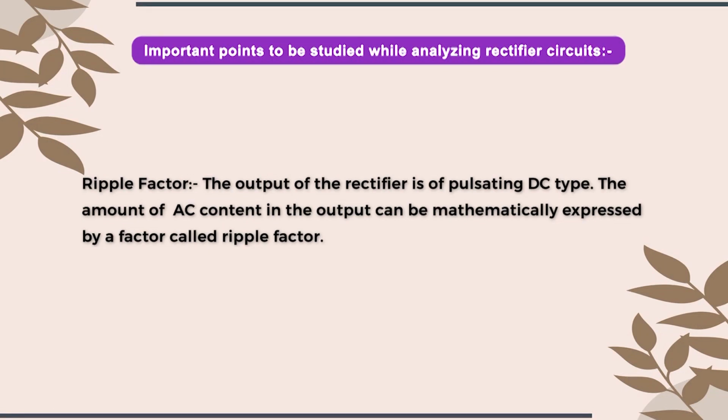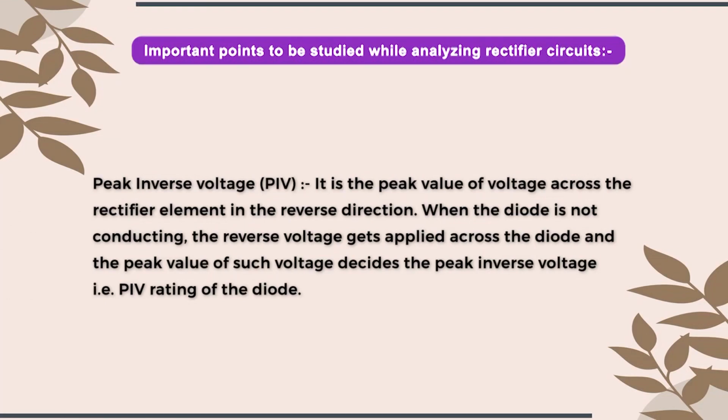The output of the rectifier is of pulsating DC type. The amount of AC content in the output can be mathematically expressed by a factor called ripple factor. So, ripple factor will tell us the amount of AC content, that is the pulsating component, present in the DC output. Next parameter is peak inverse voltage, which is also called PIV.